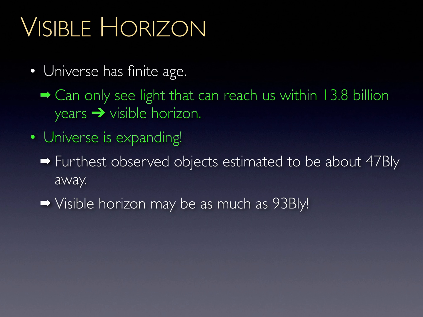It was discovered in the 20th century that the universe is expanding. On the largest scales, galaxies are moving away from each other. Thus, by the time we see light from a very distant galaxy, it has moved much farther away from us by the time we see it. Based on our current models of the universe, the farthest objects we have observed are around 47 billion light years. The visible horizon boundary is believed to be around 93 billion light-years.